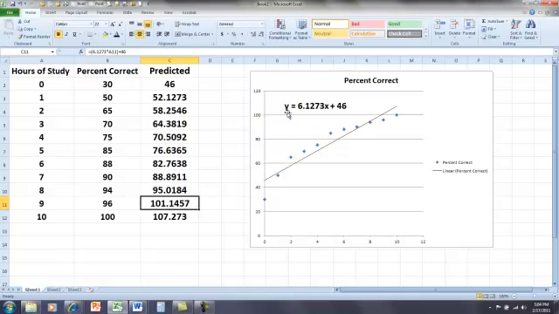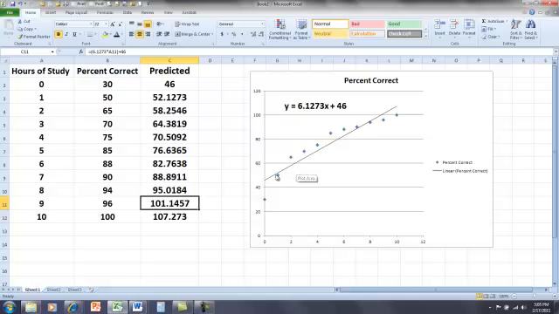What are the parts? The predicted value is y. The observed or the independent value, x, is what we use to predict y with. This is the multiplier or the slope of the regression line, and this value is called the y-intercept or the intercept value. So it says start at 46, which is where we did. That's the intercept, and then increase 6.1273 y's for every 1 x, and that's the slope of the line.